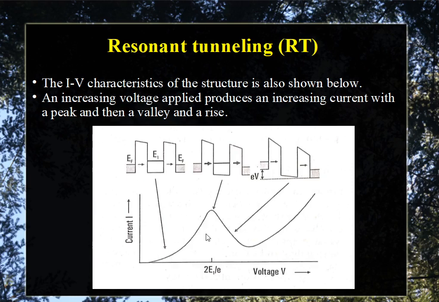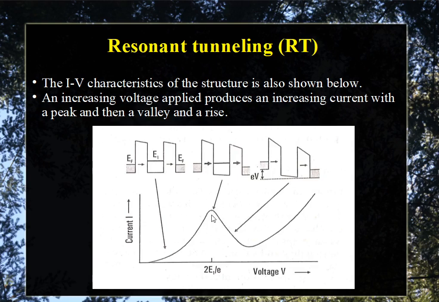So when you increase the voltage, the tunneling increases. That means the current increases. At a particular point, look here, focus here, EF and E1 are aligned. That means the tunneling will be maximum. These energy levels are now aligned. The movement of electrons is maximum. The tunneling will be maximum.